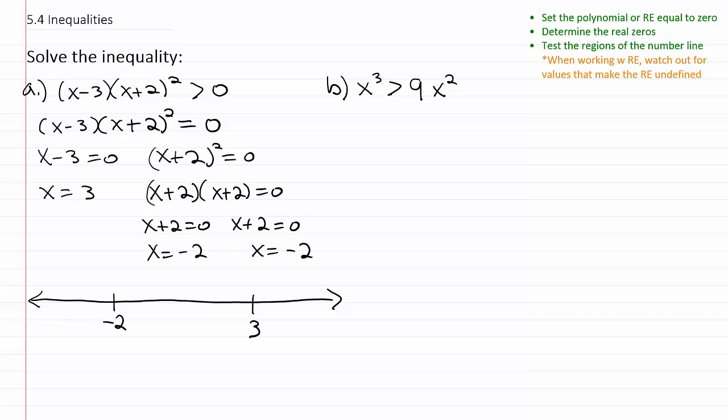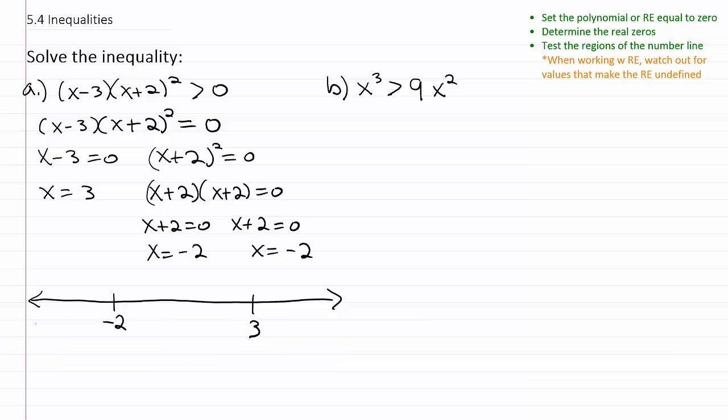All right, so in order to finish this first inequality, I have to think about the regions that are formed by these numbers on the number line, right? So in other words, there's an area here that's to the left of negative 2. There's an area here that's between negative 2 and 3. And then there's the area here that's greater than positive 3. So essentially we have 3 distinct regions that we need to test.